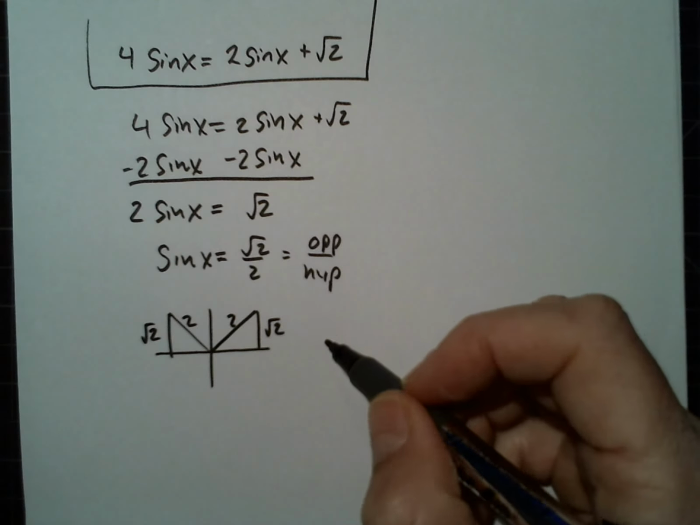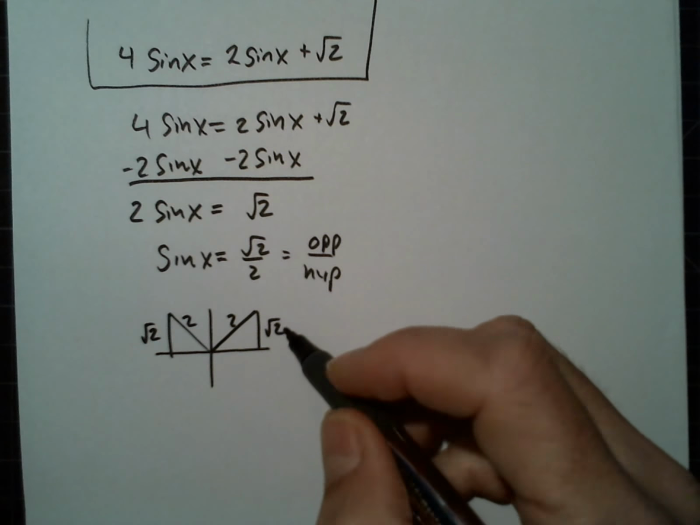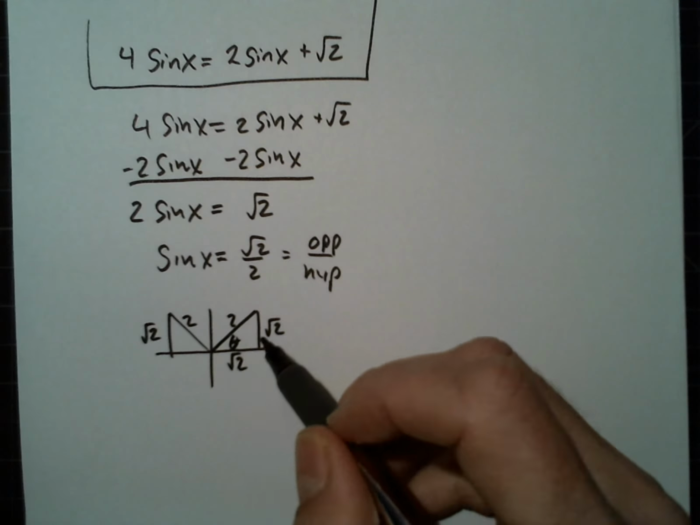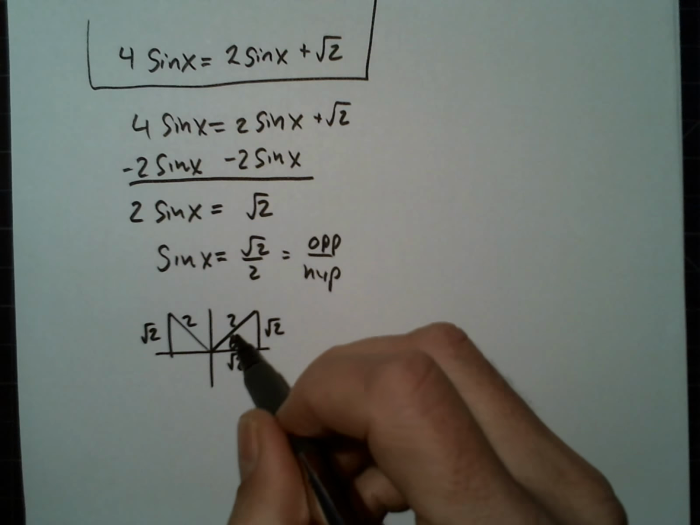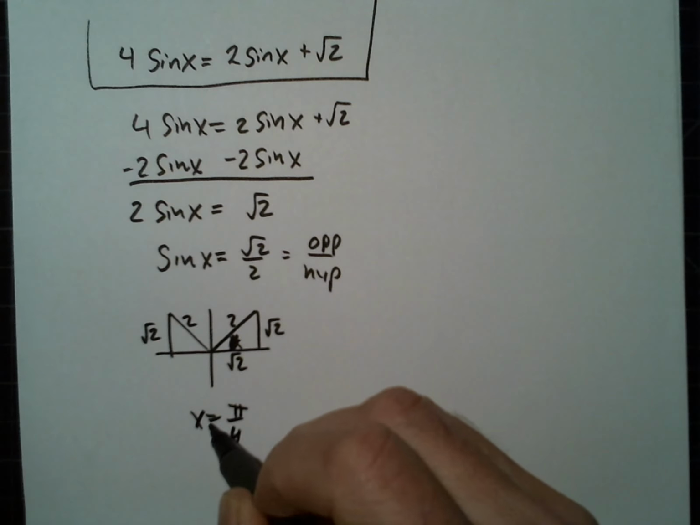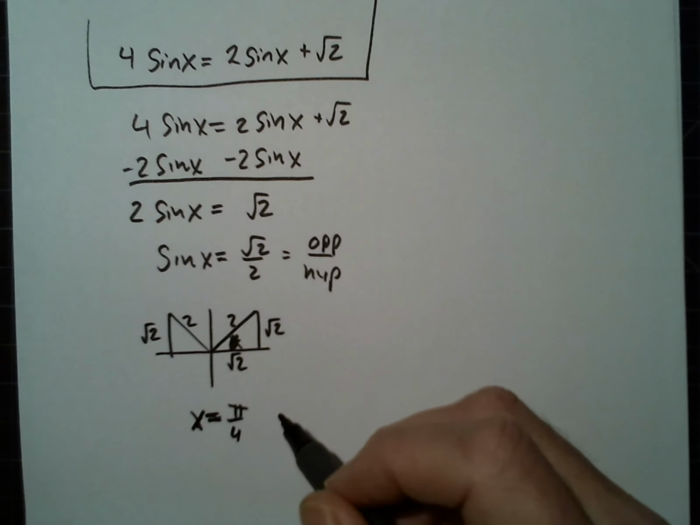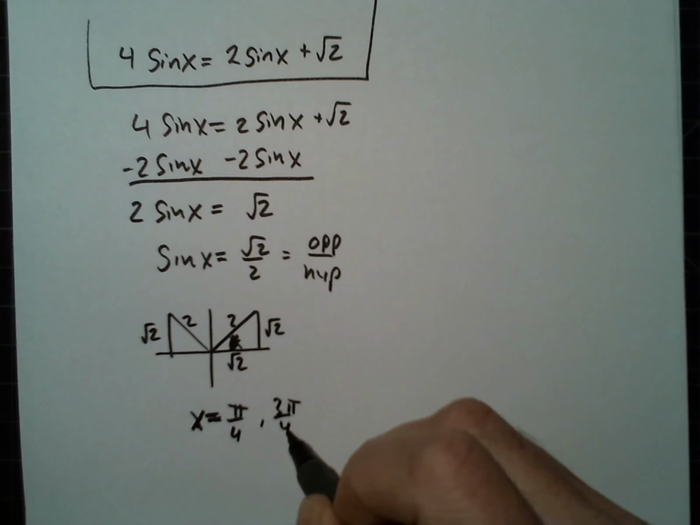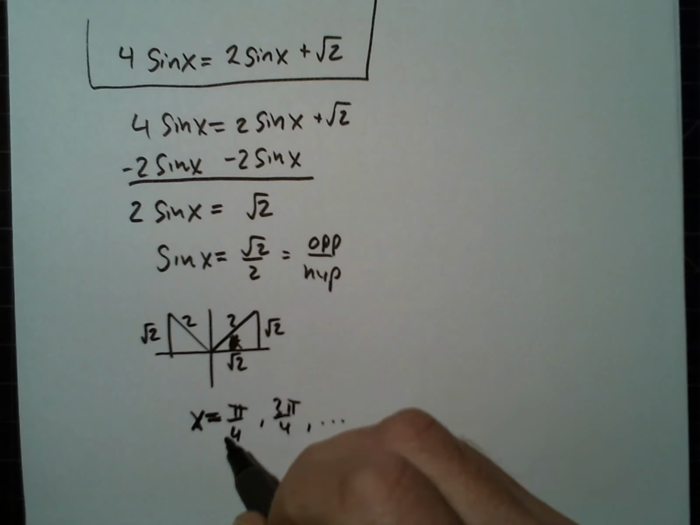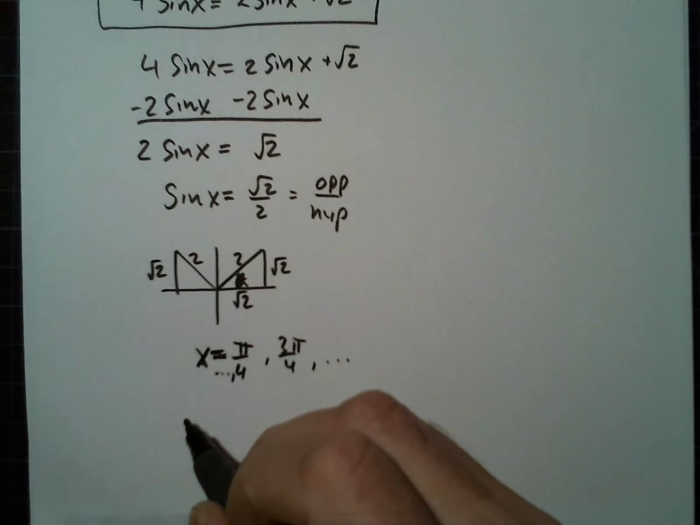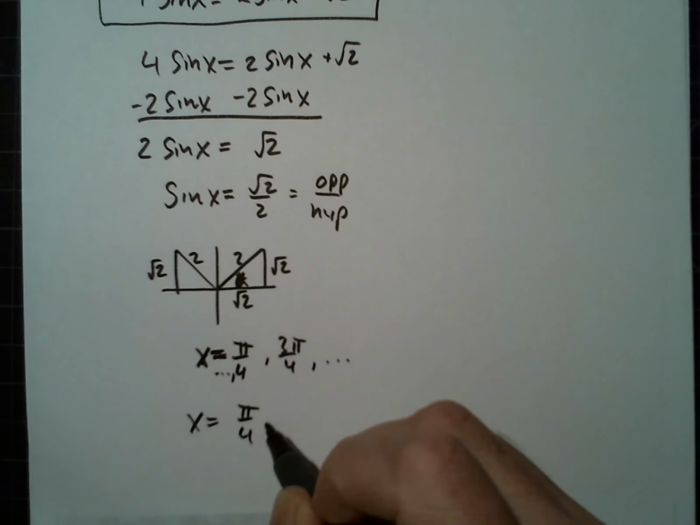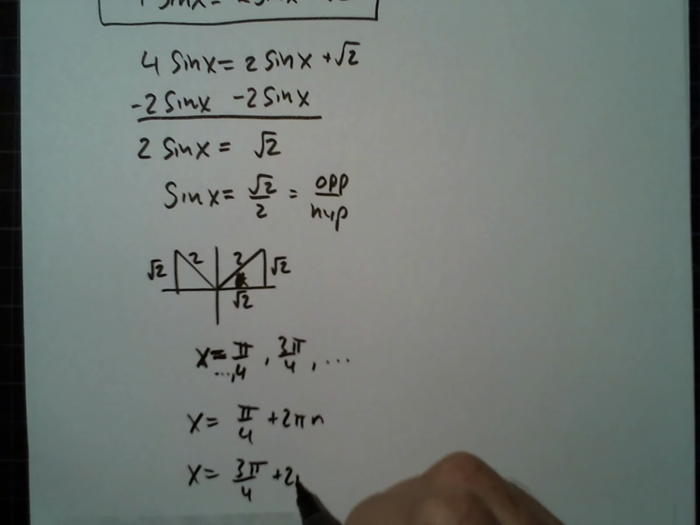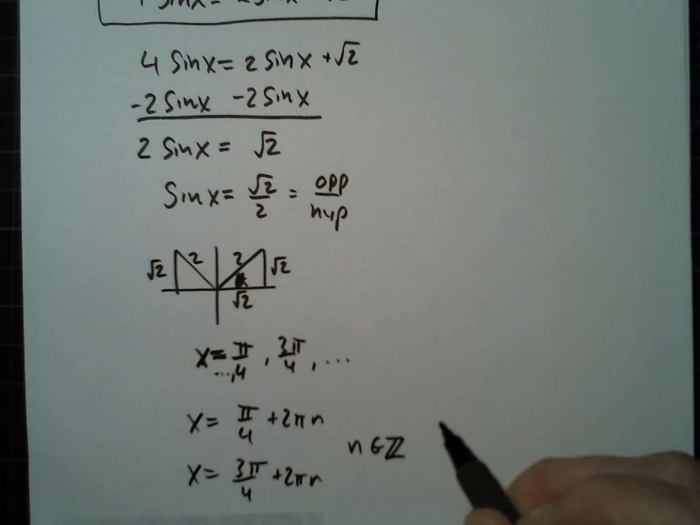If we don't recognize that this is a special triangle, we can do the Pythagorean theorem, and we would see that. Since it's an isosceles right triangle, we know that's pi over 4. That's x. X equals pi over 4. And then this would be 3 pi over 4. There are infinite solutions, so then we would write it as pi over 4 plus 2 pi n, 3 pi over 4 plus 2 pi n, where n is an integer.